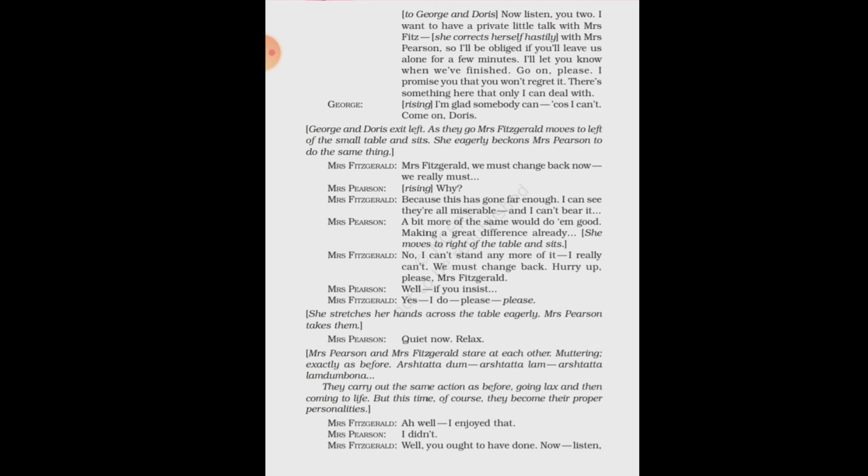As they go, Mrs. Fitzgerald moves to left of the small table and sits. She eagerly beckons Mrs. Pearson to do the same thing. Mrs. Fitzgerald, we must change back now. We really must. Mrs. Pearson, rising. Why? Mrs. Fitzgerald, because this has gone far enough. I can see they're all miserable, and I can't bear it. Mrs. Pearson, a bit more of the same would do them good, making a great difference already. She moves to the right of the table and sits.